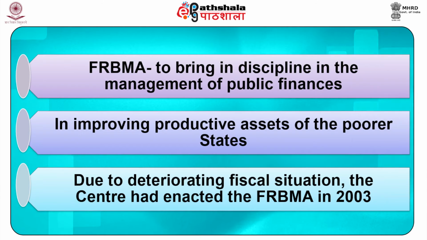The enactment of the Fiscal Responsibility and Budget Management Act, known as FRBMA, by the centre directs the states to bring in discipline in the management of public finances, which has added pressure, particularly in improving the productive assets of the poorest states. Alarmed by the deteriorating fiscal situation, the centre had enacted the FRBMA in 2003, which became operational from July 5, 2004. The main obligations of the centre under the Act and the rules framed under the Act are the elimination of revenue deficit by 2008-9 and reduction of fiscal deficit to no more than 3% of the GDP by 2008-9.